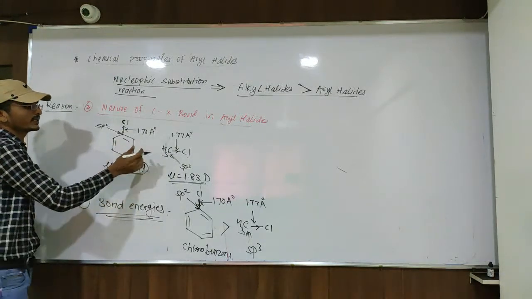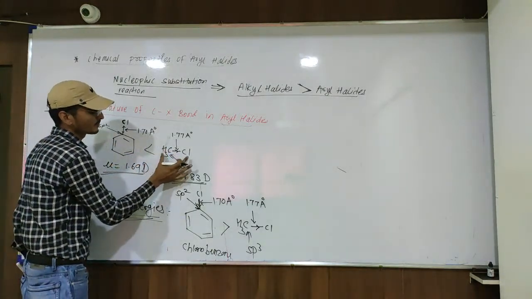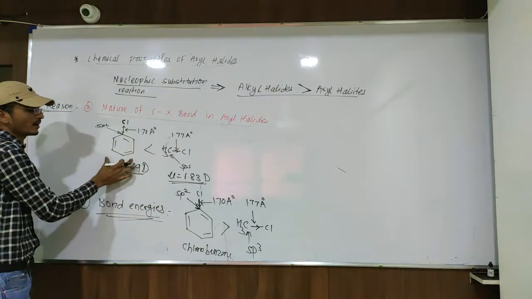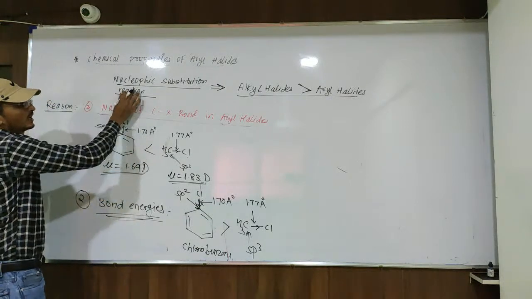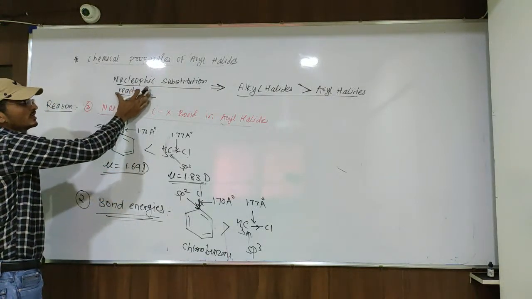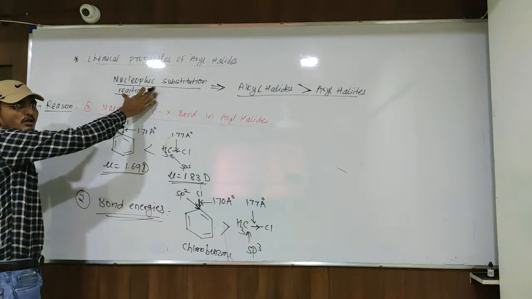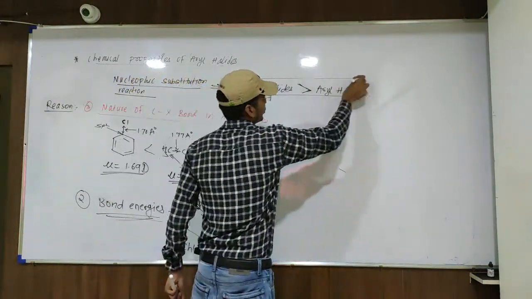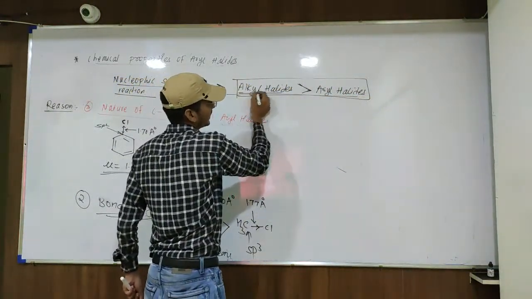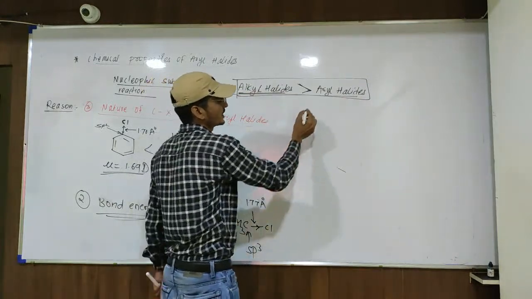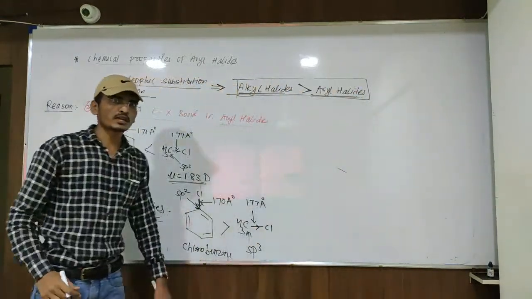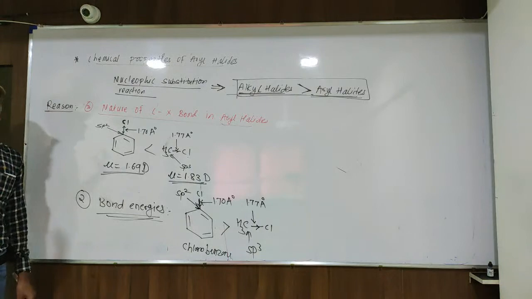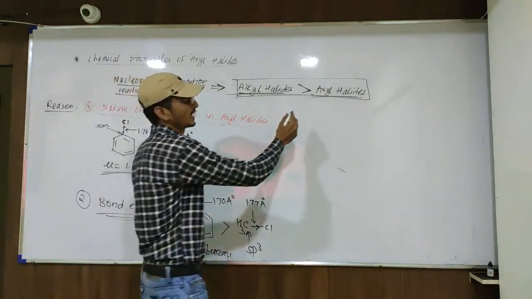हा पण पोलर आहे, पण दोघांमध्ये जर कंपेअर केलं, सो CCl बॉन्ड इन केस ऑफ CH3Cl is more polar than the CCl bond in case of chlorobenzene. So that's why aryl halides show slow nucleophilic substitution reaction than the alkyl halides. So this is the order of nucleophilic substitution reaction, that is alkyl halides show faster nucleophilic substitution reaction than the aryl halides. Okay, so that is the reason why alkyl halide shows faster nucleophilic substitution reaction than the aryl halides.